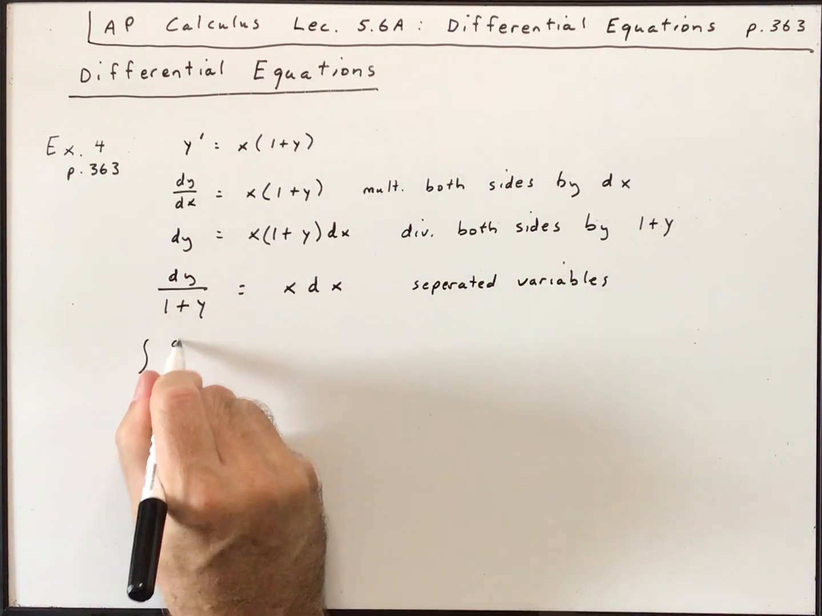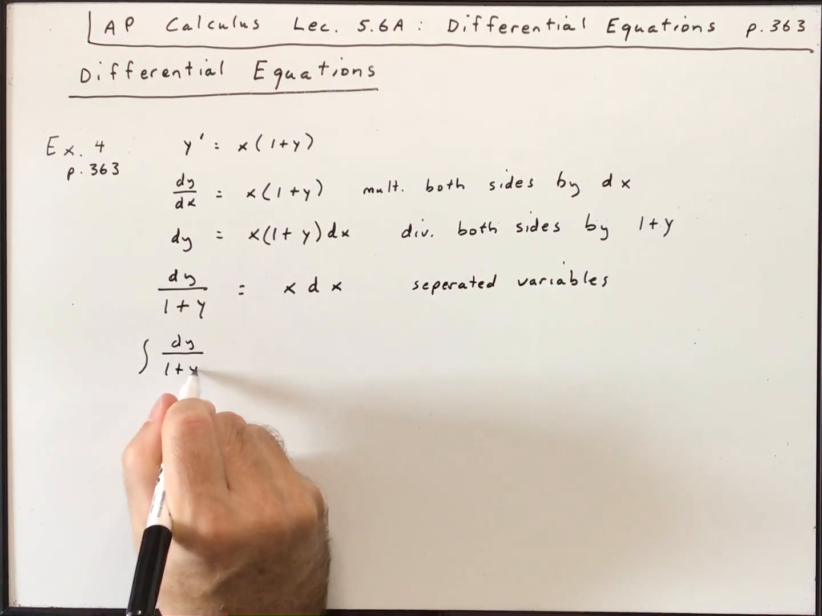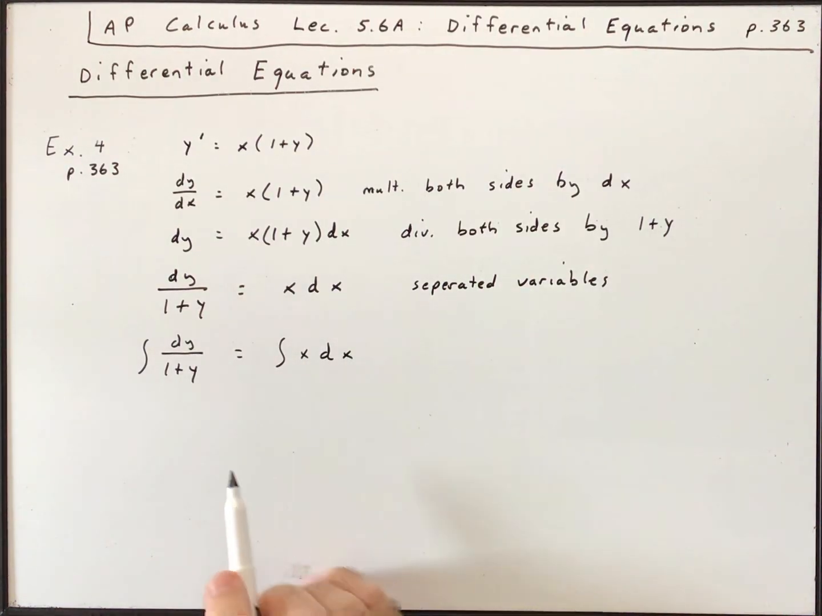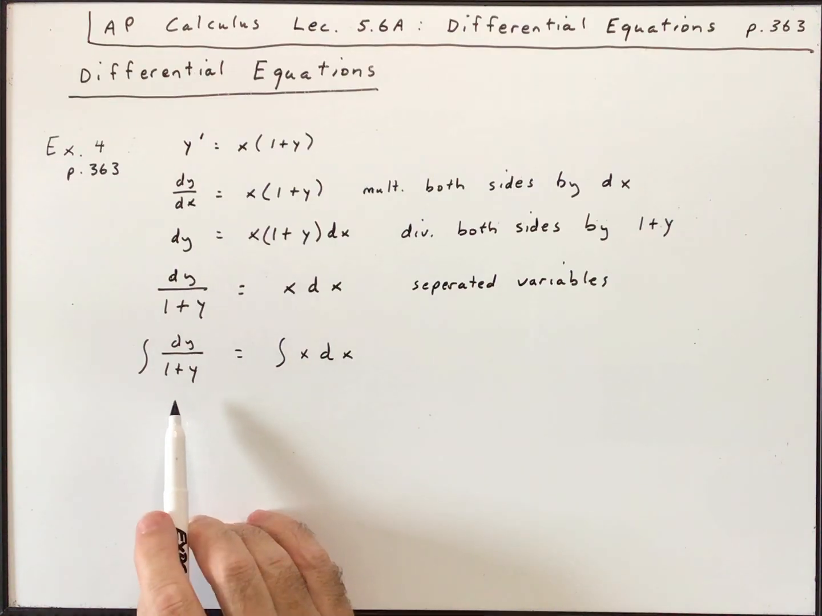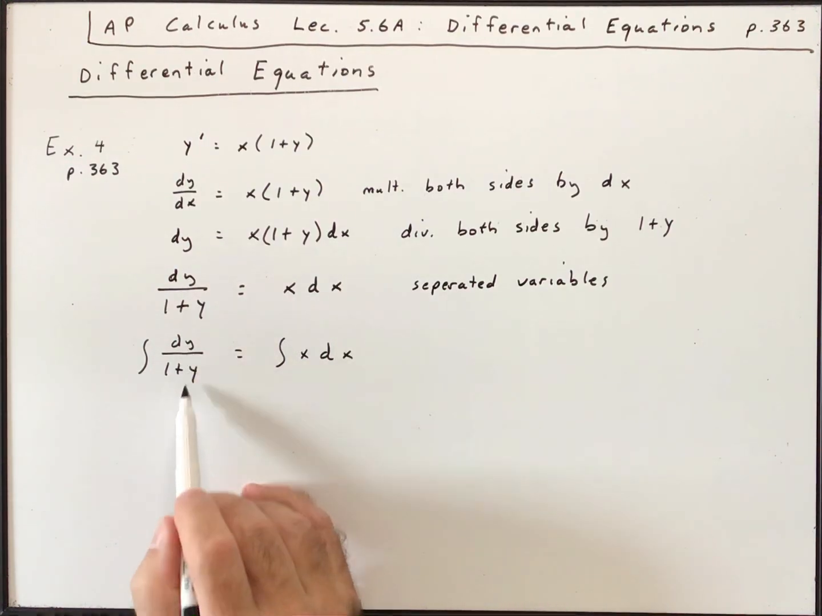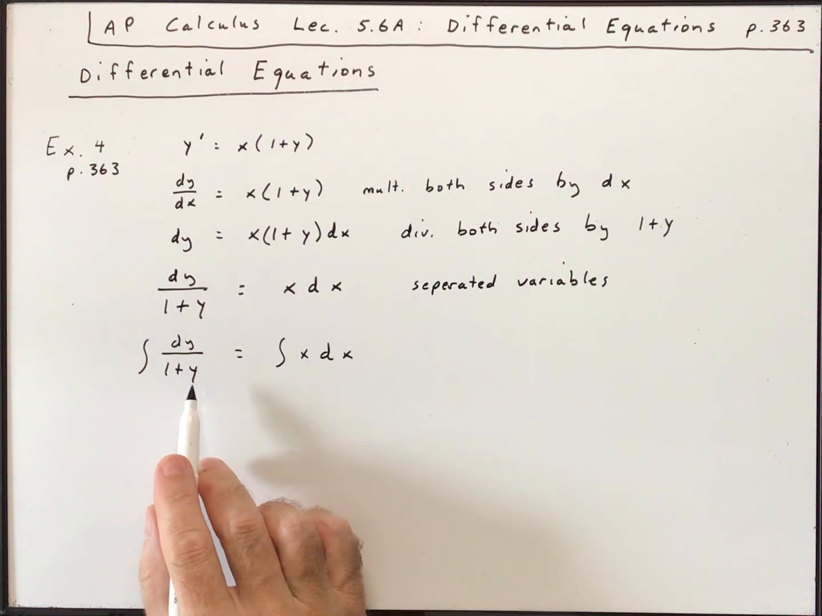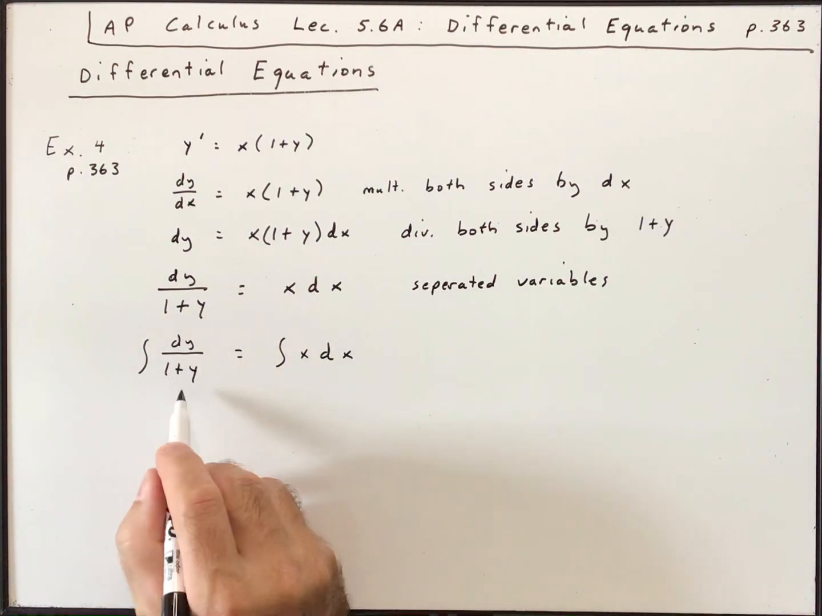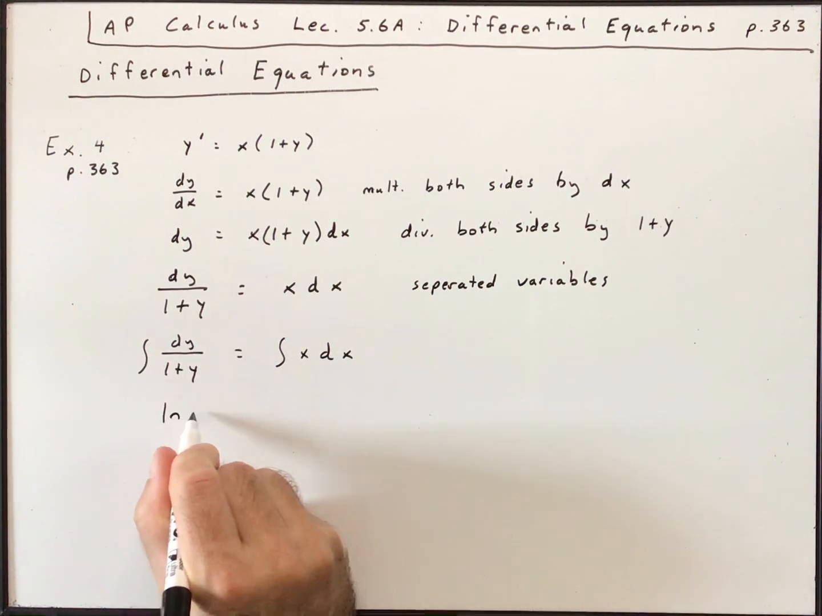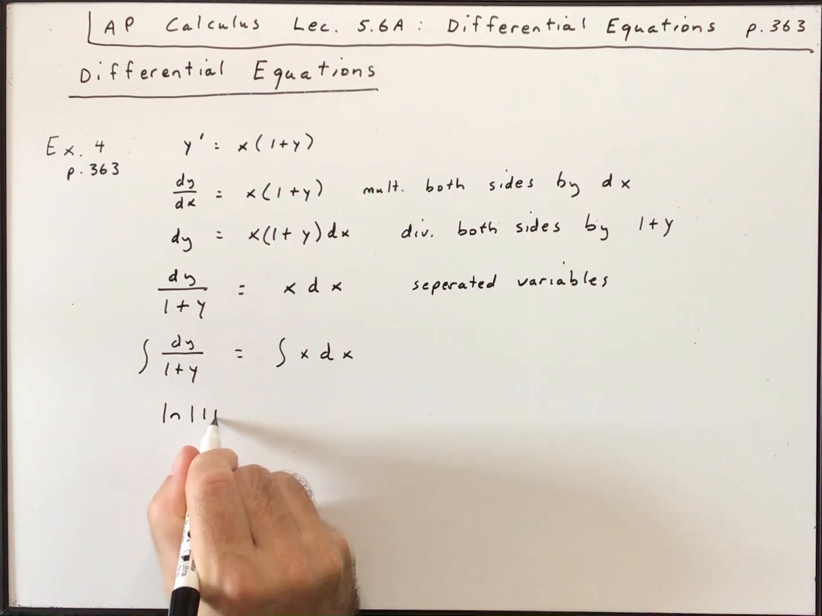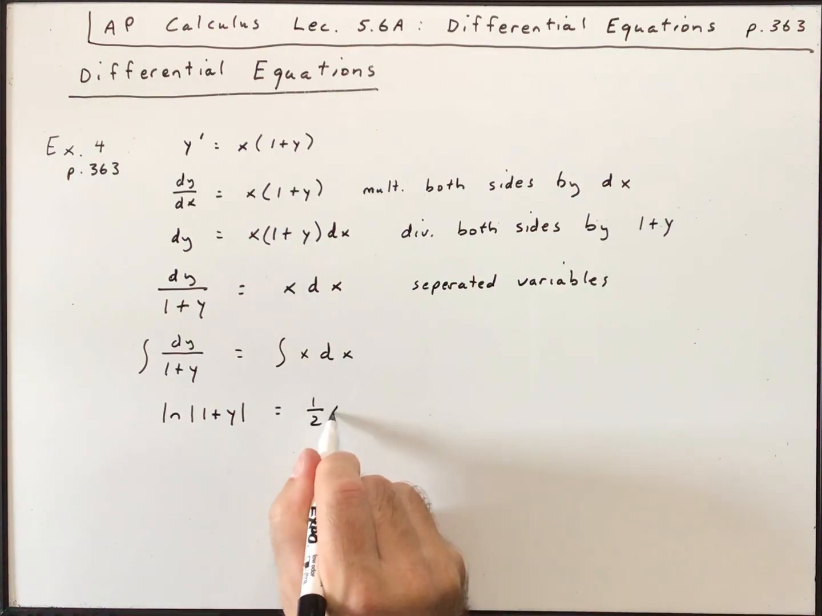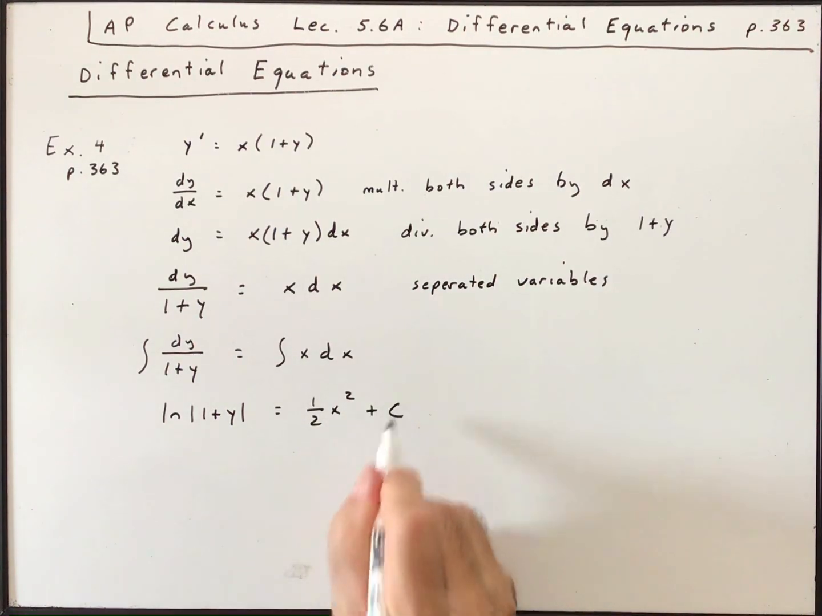So we're going to integrate both sides. If you remember from the previous section, in 5.1 through 5.4, we did this kind of integral. The antiderivative of dy over 1 plus y is a simple one, you don't even really need to do a u substitution. It would be the natural log of the absolute value of 1 plus y is equal to 1/2 x squared plus c.